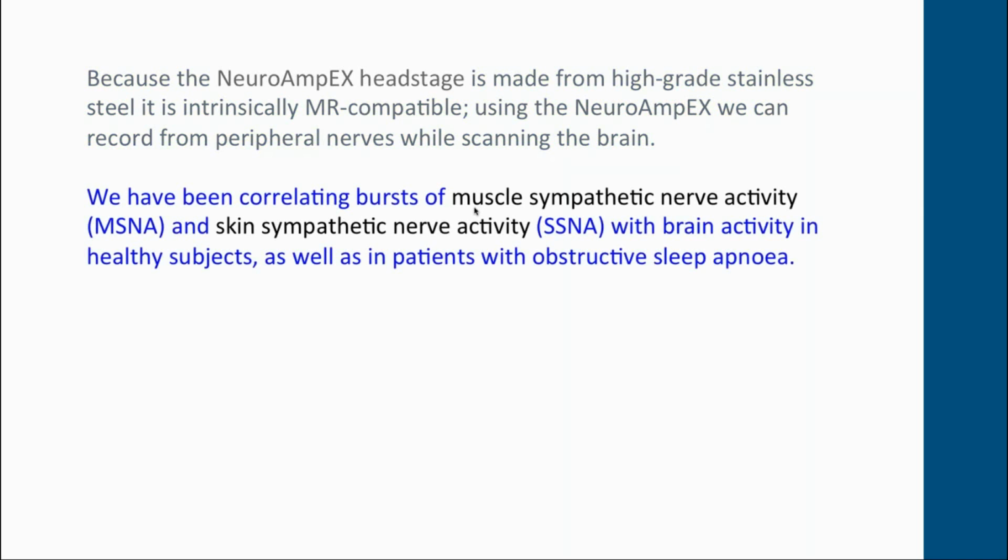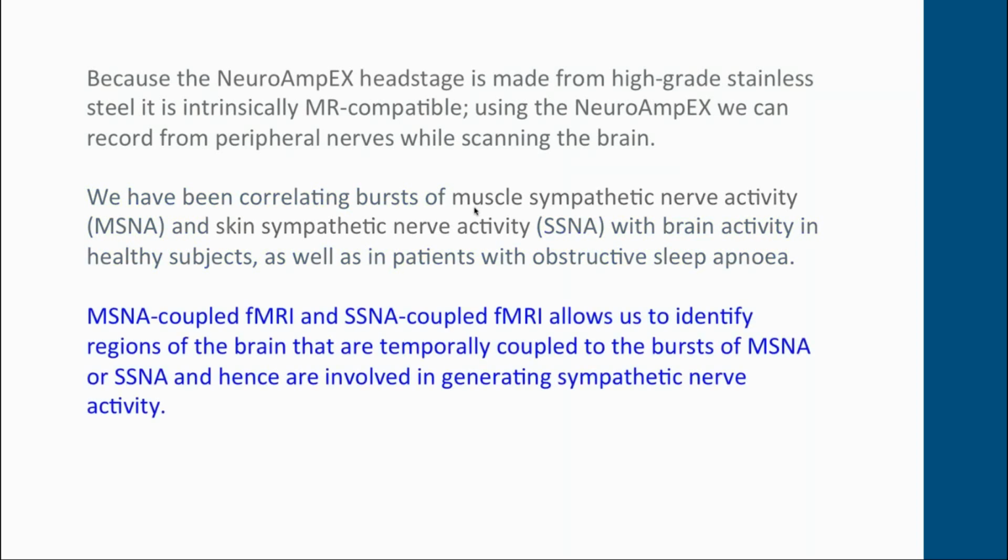The idea here is that by correlating bursts of muscle sympathetic nerve activity or skin sympathetic nerve activity with brain activity, we could identify regions in the brain responsible for generation of this activity. We've looked at patients with sleep apnea as well, and we're currently looking at patients with hypertension. So MSNA coupled fMRI or SSNA coupled fMRI allows us to identify these regions of the brain that are temporally coupled to the bursts of MSNA or SSNA.